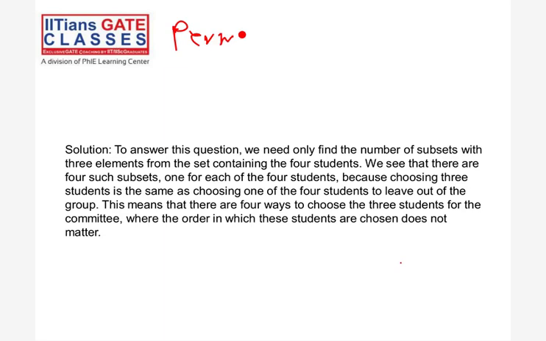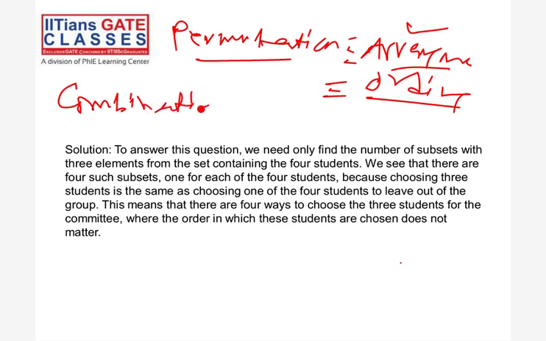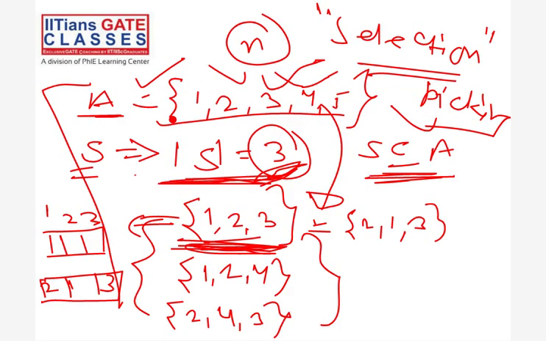You can think of permutation as similar to arrangements, and arrangements are similar to ordering. In all these things, order matters. And combination, what do we mean by combination? Combination means selection. Order does not matter. The only thing that matters is which elements you have picked.